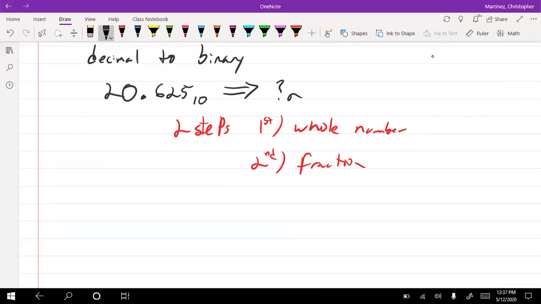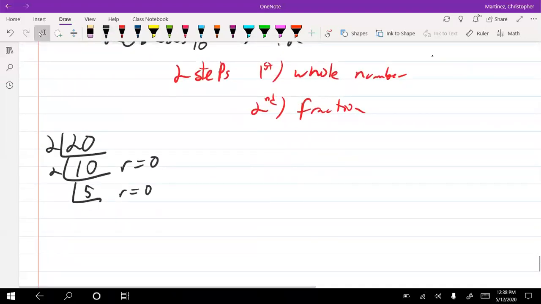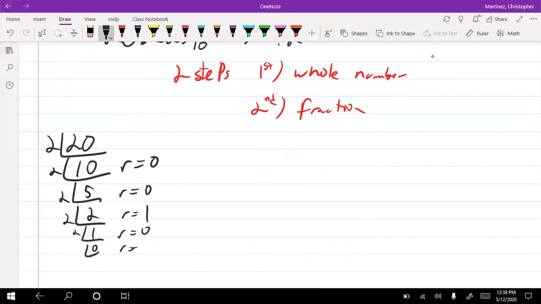Let's do the whole number first. We'll start off with 20 divided by 2. That's 10 with no remainder. 10 divided by 2, that's 5 with no remainder. 5 divided by 2, that's 2 with 1 remainder. 2 divided by 2, that's 1 with no remainder. And then 1 divided by 2, that's 0 with 1 remainder. Now we've got the whole part, 1, 0, 1, 0, 0. Now we have to find the decimal piece.